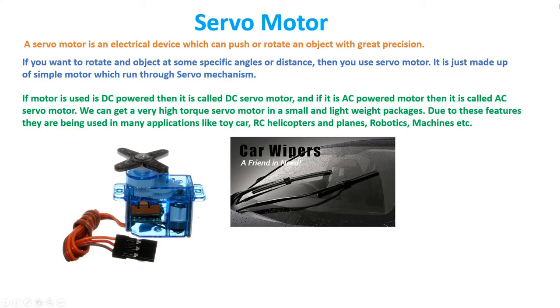Alright, so let's consider the example of car wipers. Here you can see, let's say my car wiper needs to operate from a 30-degree angle to a 120-degree angle. So in this case, a specific angular movement is required. Whenever a specific angular movement is required, we use servo motors. And there are various applications as well, which will be covered in the last section of this video.